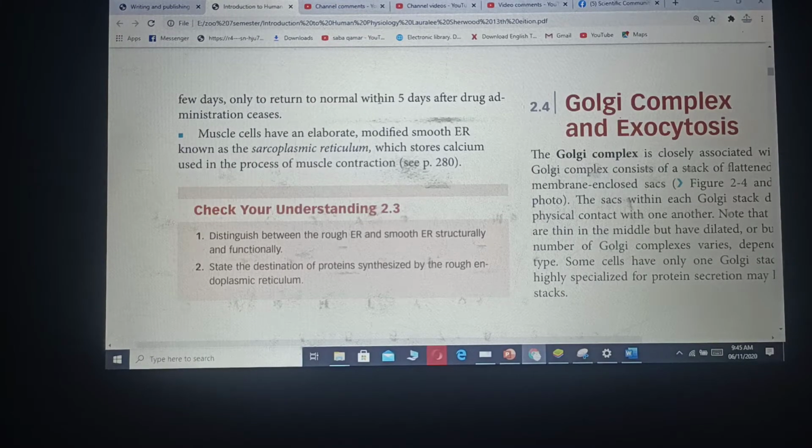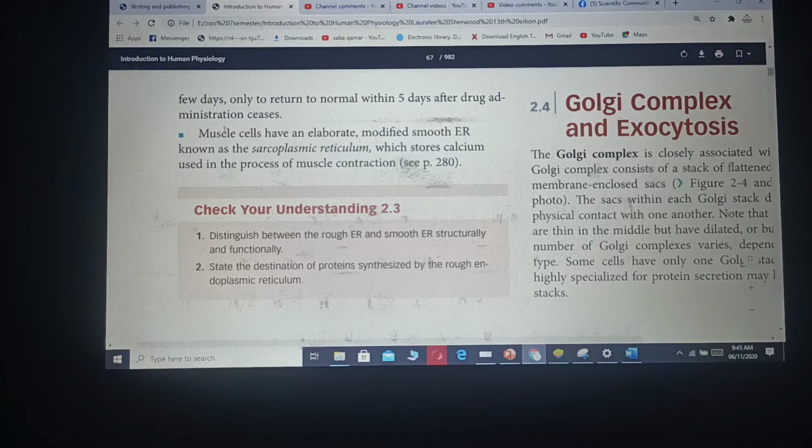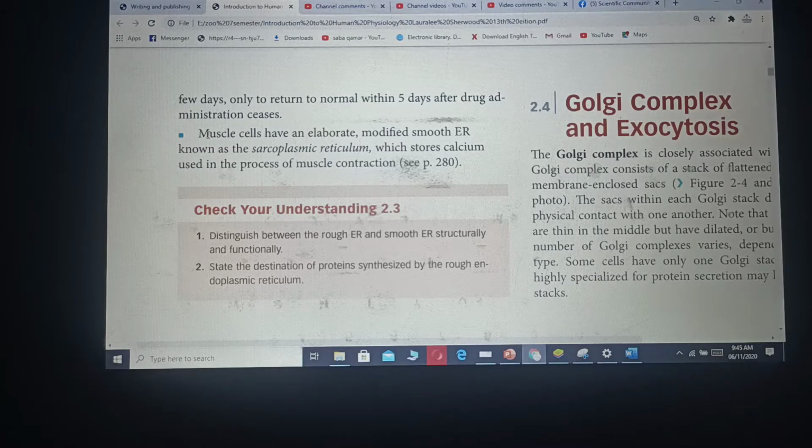within a few days. So another main function that is an important function during muscle contraction, actually smooth endoplasmic reticulum has a modified structure known as sarcoplasmic reticulum, which stores calcium used in the process of muscle contractions. So all these functions belong to smooth endoplasmic reticulum. So let's summarize this article.